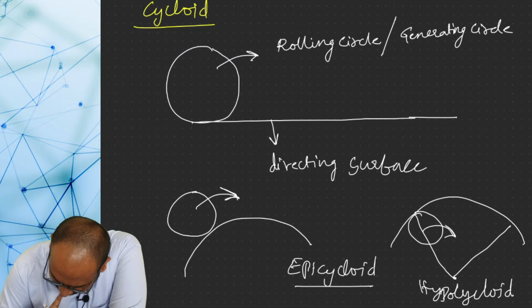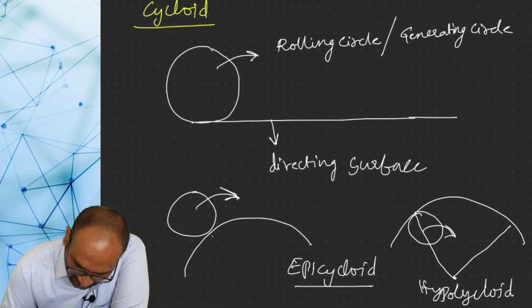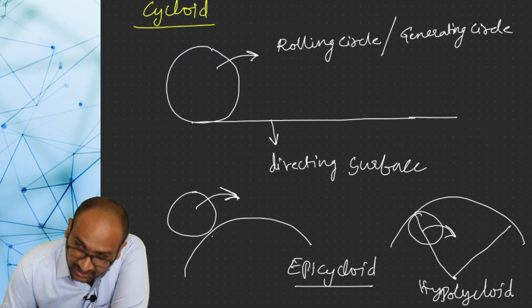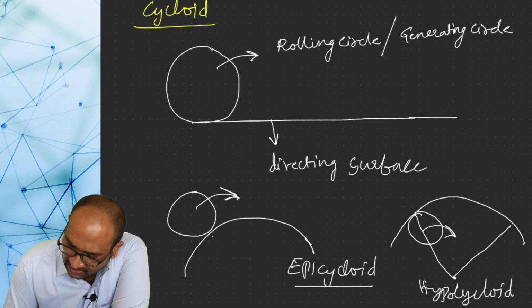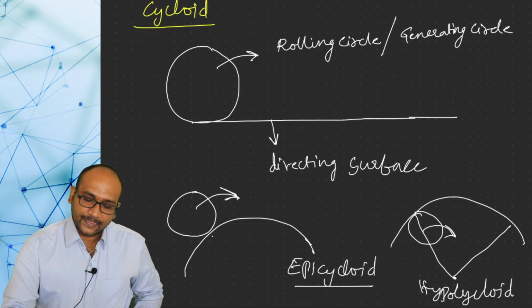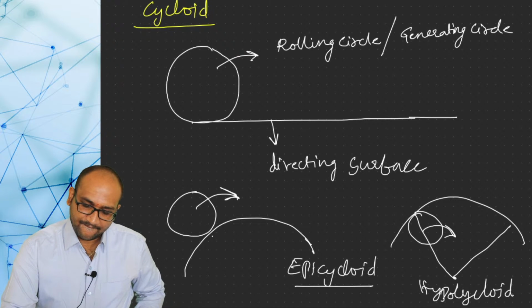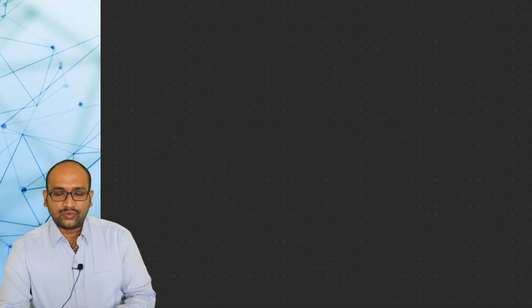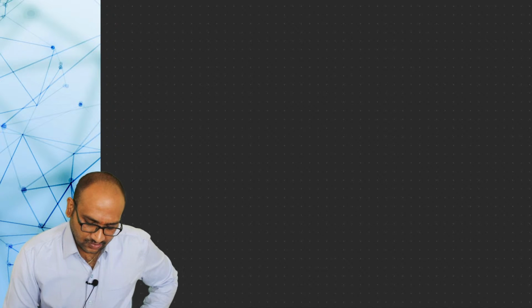So here the nomenclature is the same. This is the rolling circle or generating circle, and this is known as the directing surface or directing circle, and this is also the same. Okay, this is about nomenclature. Now coming to the construction of a cycloid, an example problem.